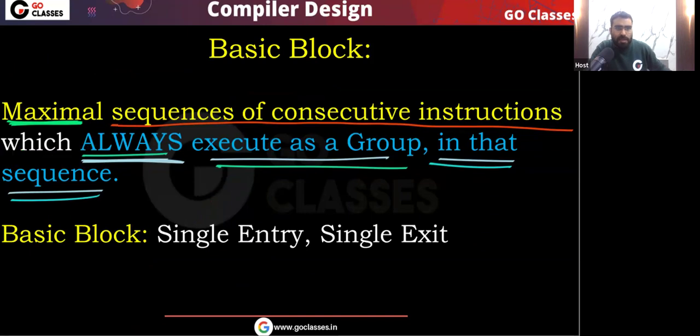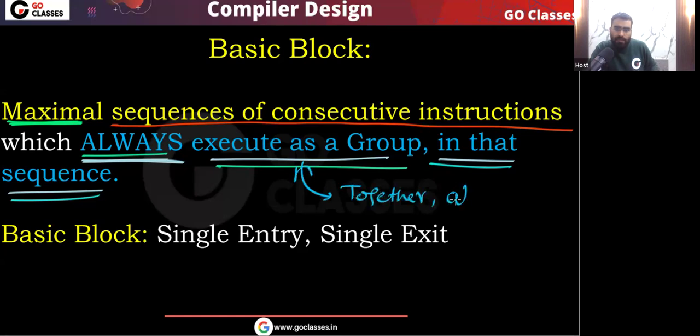Now, let me tell you what this maximal means. So everything is clear so far. What is a basic block? That is a sequence of consecutive instructions which always execute as a group. They will always execute together. As a group means they will always execute together.